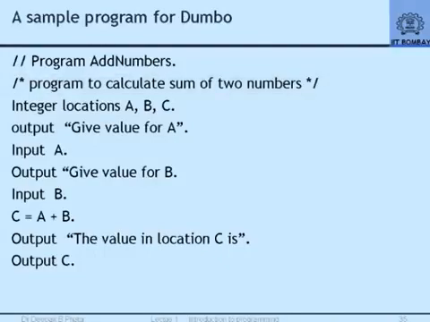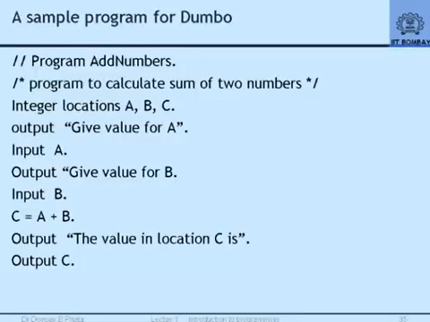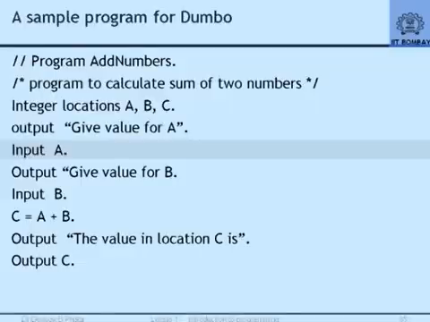But now look at the next set of instructions. Integer locations A, B, C. What does it mean? My program will use 3 locations A, B and C. Better prepare your drawers for it. Next instruction, output, give value of A. This is that message instruction. So no value will be output, but a message will come to me. And during the execution, when a message comes, I know what I have to give. I have to give a value for it.